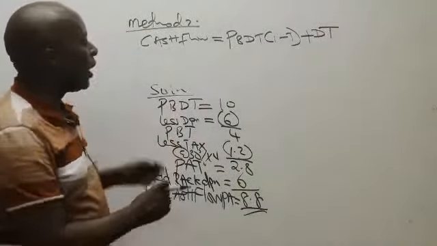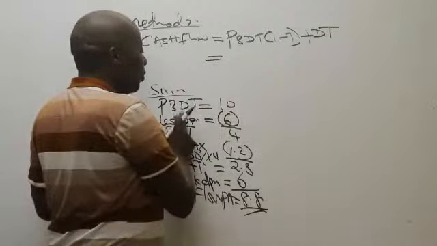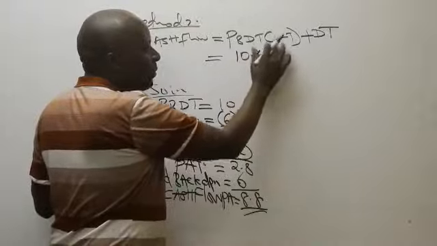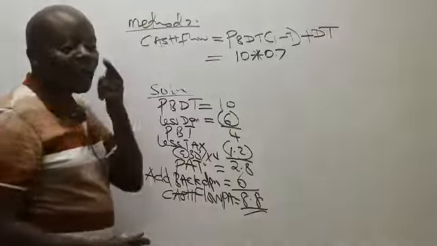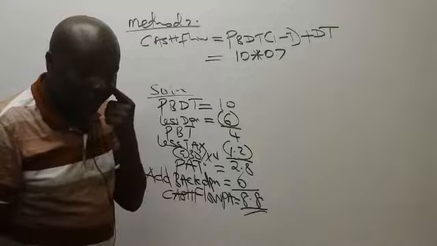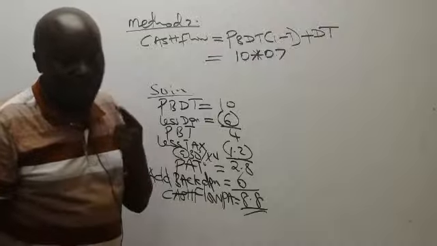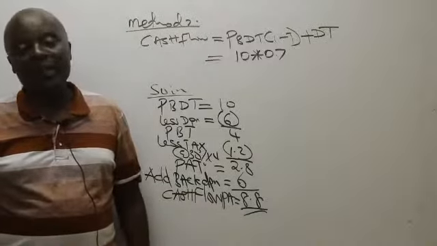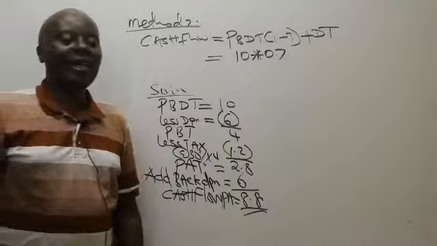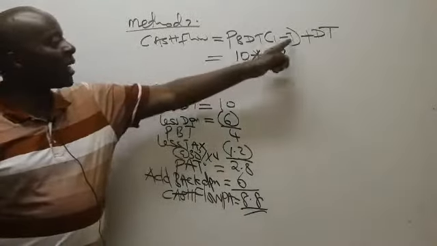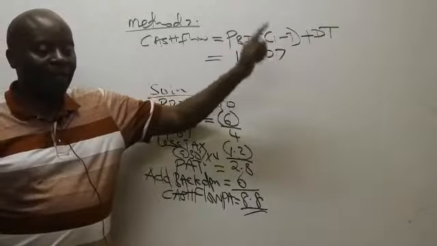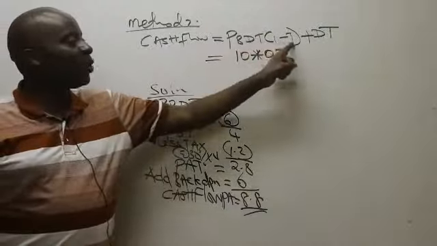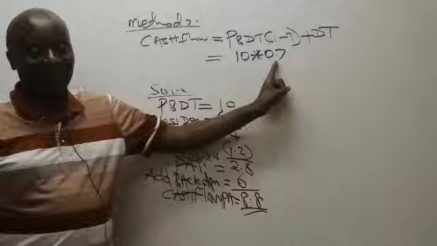Listen, ladies and gentlemen, what I've done, I've taken here the profit before depreciation and tax of 10, all right? Multiplied by 1 minus tax, which is 0.7. Haujaona nimetoa 0.7 wapi? It's because my tax is 30%. 30% is the same as 0.3. So when I say 1 minus 0.3, I'll end up getting 0.7. Thank you very much.